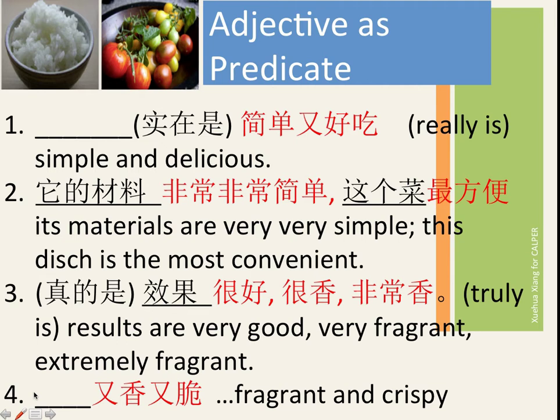Number 2, 它的材料非常非常简单. 这个菜最方便. So its materials are super simple, and this dish is the most convenient. It has the same grammar pattern as before. We have the subject, like 它的材料, the material, or 这个菜, this dish. And then we have adjectives working as the content of the predicate. 非常简单, very simple. 最方便, very convenient.